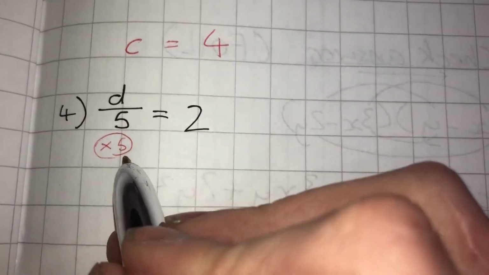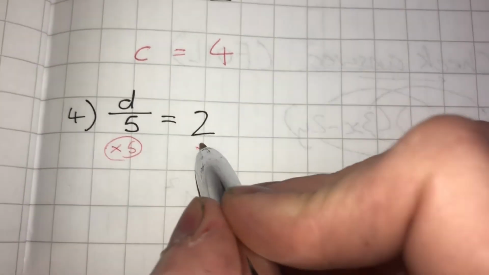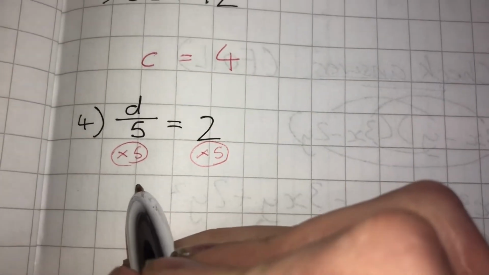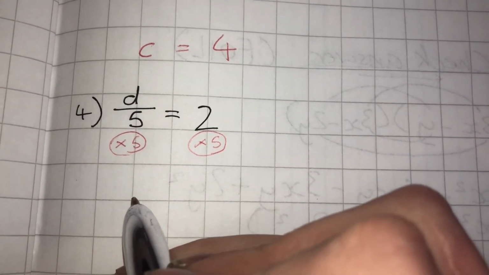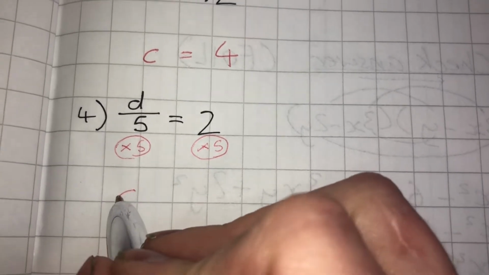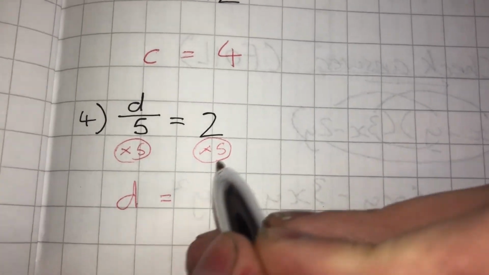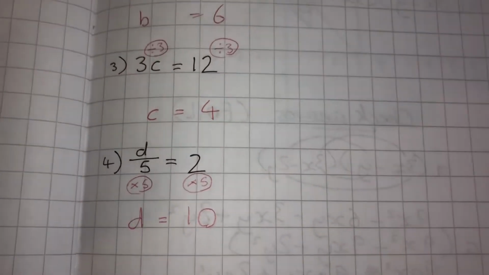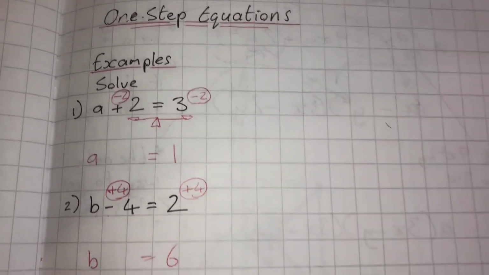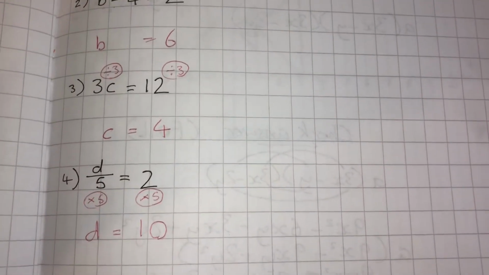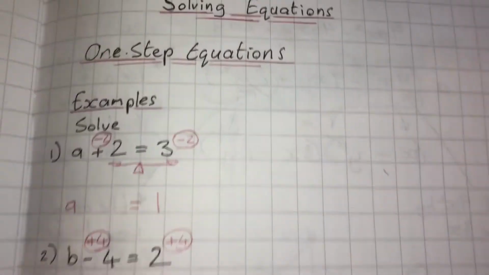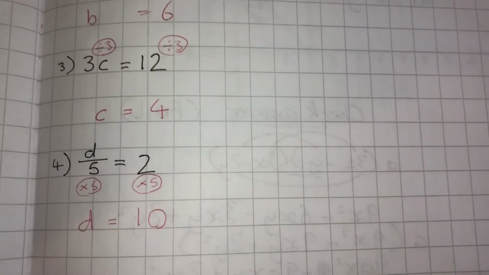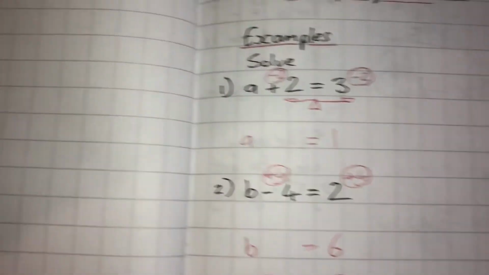I have to do the same then on the right hand side to keep my equation balanced. So d over 5 times 5 is just 1d, which again, remember, we just write as d is equal to 2 times 5, which is 10. So that is how we do the reverse of our 4 operations to solve equations when we're dealing with one-step equations. Okay? Using these rules, this is going to help us now when we look at two-step equations.